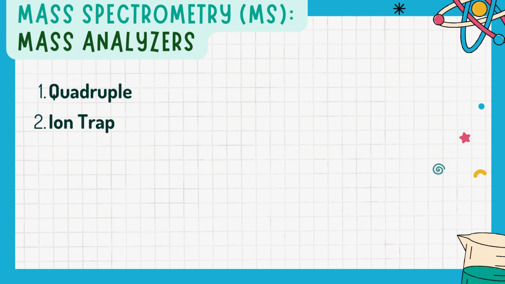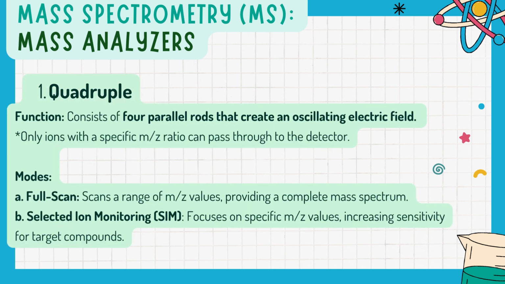And if we're talking about parallel rods arranged in a square configuration with alternating voltages applied to the rods, that's our quadrupole. Quad, see? Four parallel rods, quadrupole. Okay? It's easy to remember that. And then in detail, the quadrupole consists of four parallel rods that create an oscillating electric field. So here, only ions with a specific mass to charge ratio can pass through to the detector.